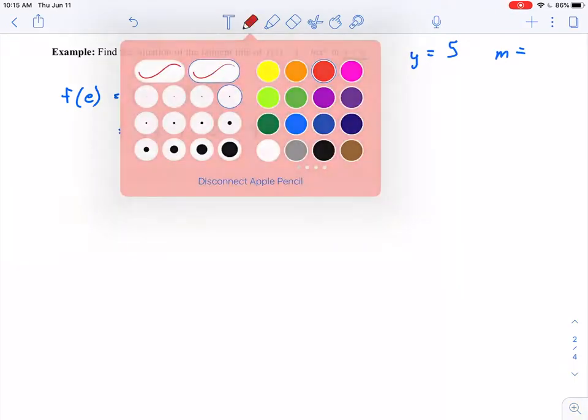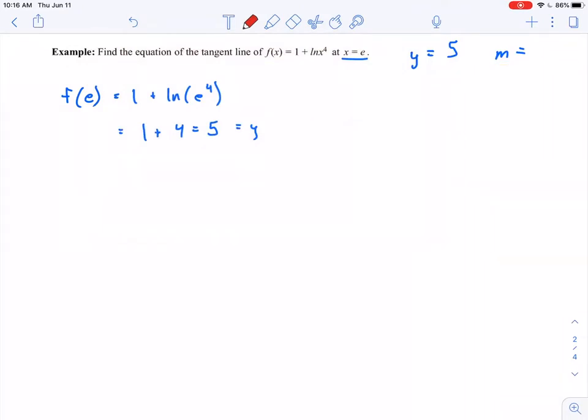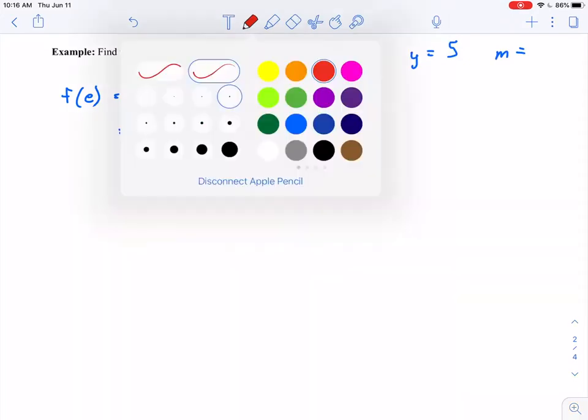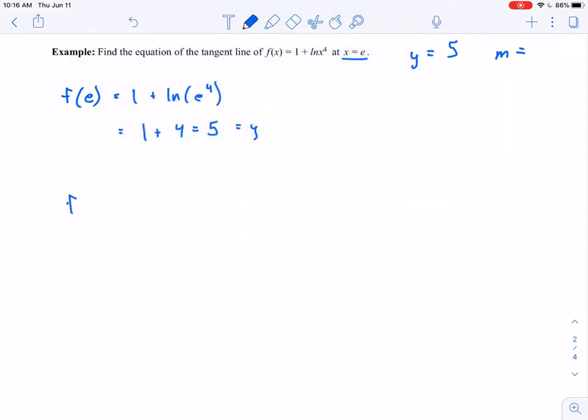I need now my slope. I need m. So if I want the slope of the tangent line, I need the derivative. But I can't take the derivative of this term as it's currently written because I have that x to the fourth there. I need to use that third property of logarithms again. So I'm not going to take the derivative here. I'm going to just rewrite it. f of x is 1 plus 4 natural log of x. Now this term is written in a form that I can take the derivative of.